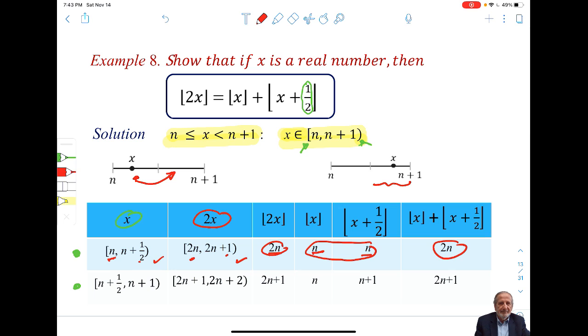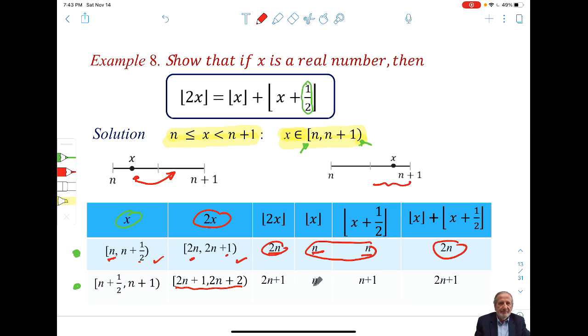Okay, so again you find 2x, it will be this here. Now what is the floor function of 2x? It is 2n plus 1. You can see that right here. 2n plus 1. That's the floor function. Now what is the floor function of x? x is here, the floor function of x is n.